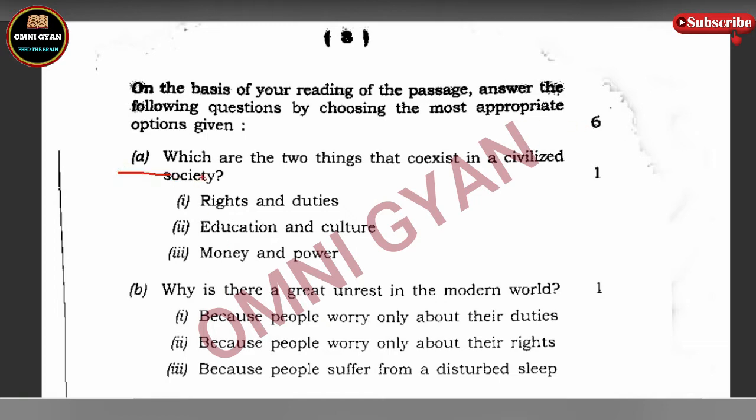Question number A: what are the two things that coexist in a civilized society? Two things that exist together in a civilized society, right? You have three options here: rights and duties, education and culture, money and power. Which one do you think will be the correct answer? Let us go back to the passage.